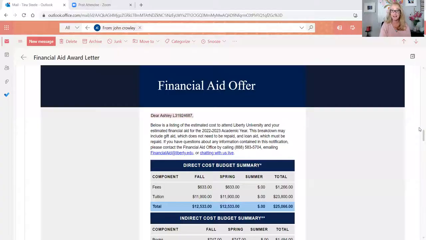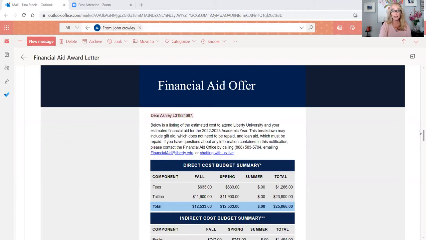So here I have an example of what a financial aid offer might look like when it comes to you. Typically, these get mailed out via email, or the student will get an email notification saying that their financial aid offer is ready to review and they can log into their account at the college to review it.